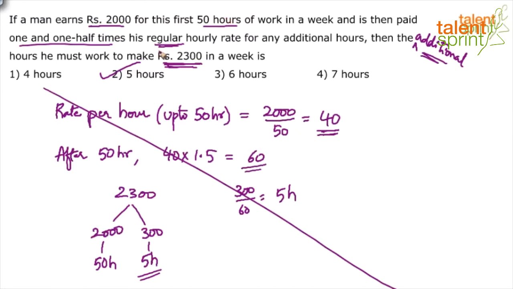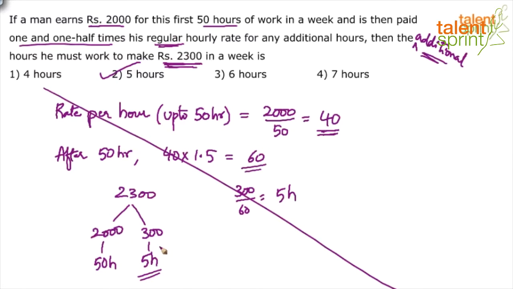But after his 50 hours of work is done, he will charge 1.5 times. So 40 rupees will become 60 rupees per hour, right? 60 rupees per hour, he has made 300 rupees. So for how many hours did he work? 5 hours, extra 5 hours. So your answer should be option 2.